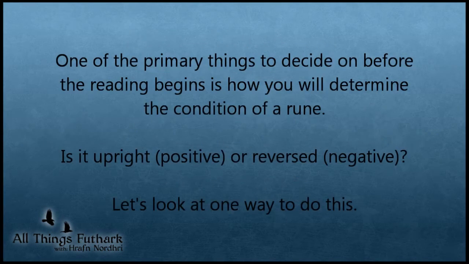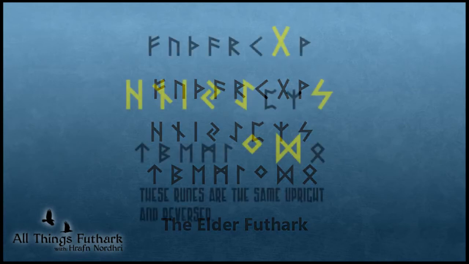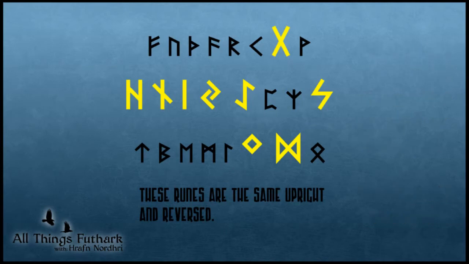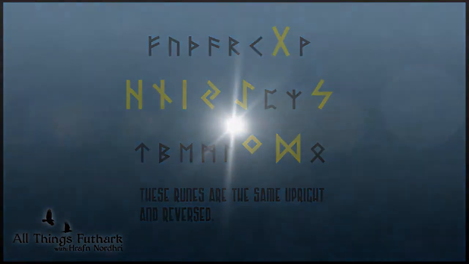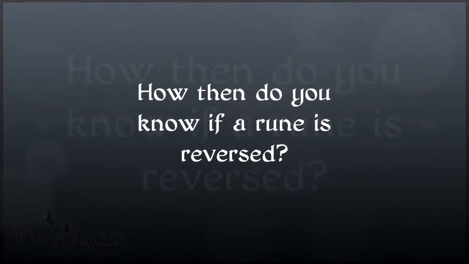One of the most primary things to decide on before you start your reading is how you will determine the condition of the rune. Is it upright and positive, or is it reversed and negative? Now here is the Elder Futhark. What we may not see at first glance is that about 40% of the row is the same upright or reversed, and that's nearly half the row. So that begs the question, how then do we know if a rune is reversed?